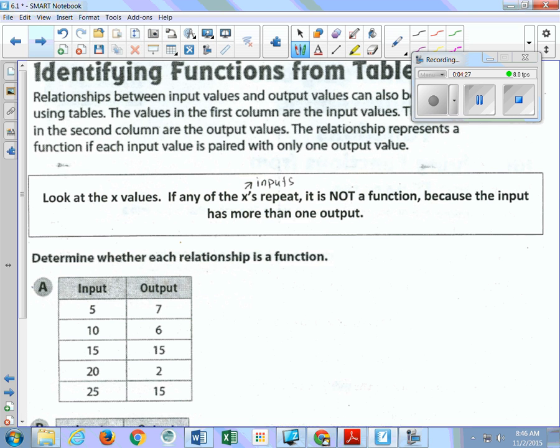So let's look at the x values. X values, just like we've been dealing with before, are on the left, y's are on the right. X is the input, y is the output. All right, if any of the x's repeat, it is not a function because the input has more than one output. So, if any of these numbers repeats, then it is not a function. In this first table, none of the numbers repeat, so it is a function.